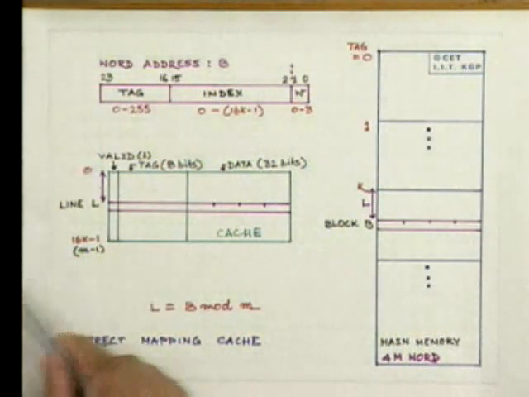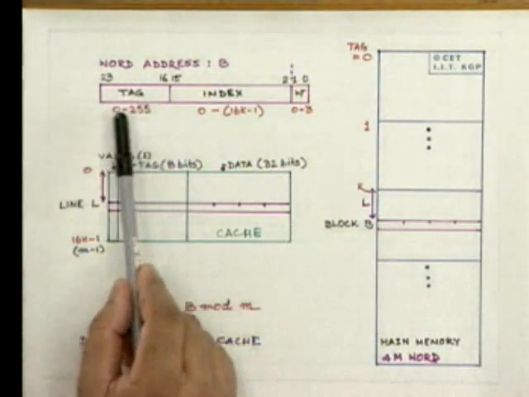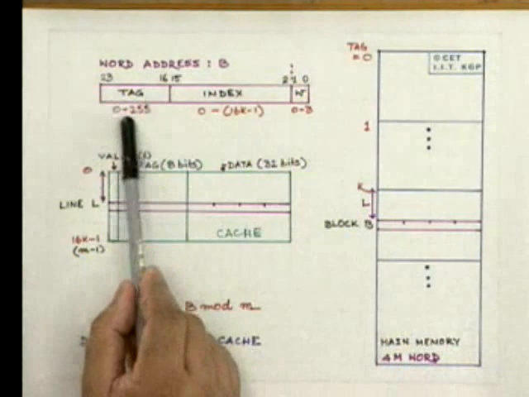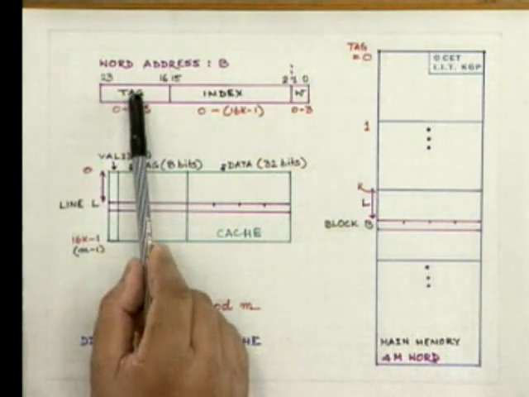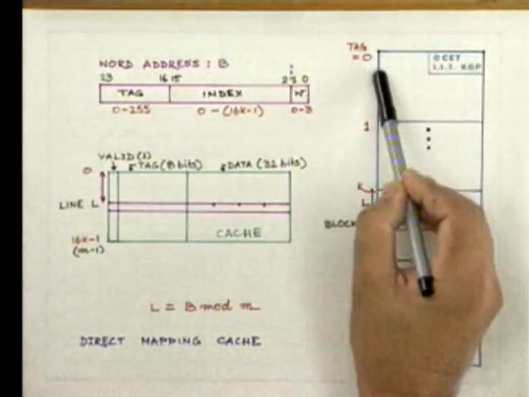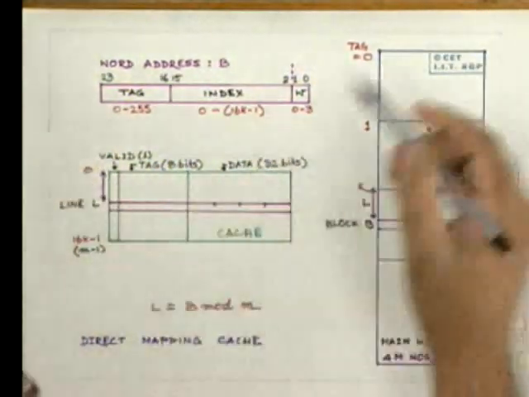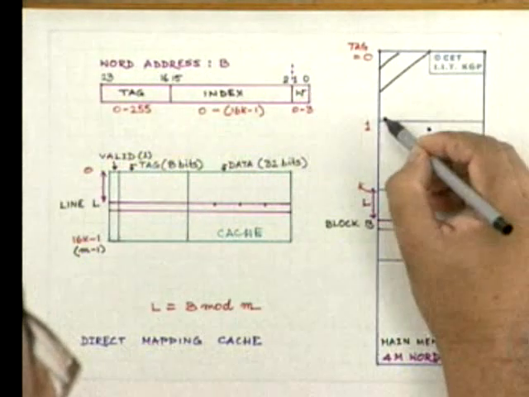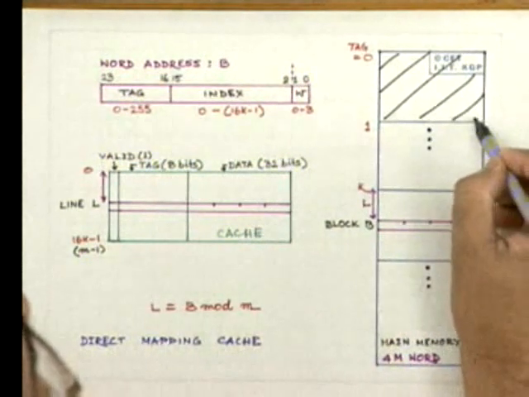So for example, this tag can be from 0 to 255, therefore 256 values can be there in that tag. Each tag determines one memory segment. For example, this is the 08 memory segment.